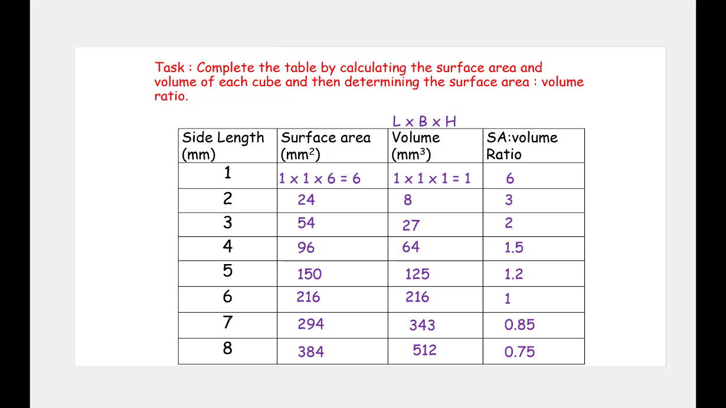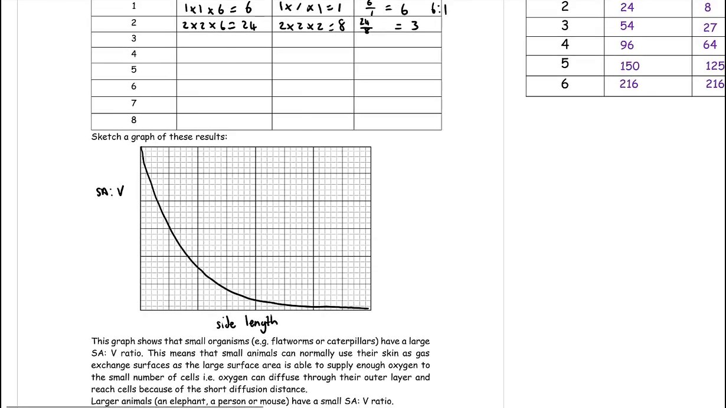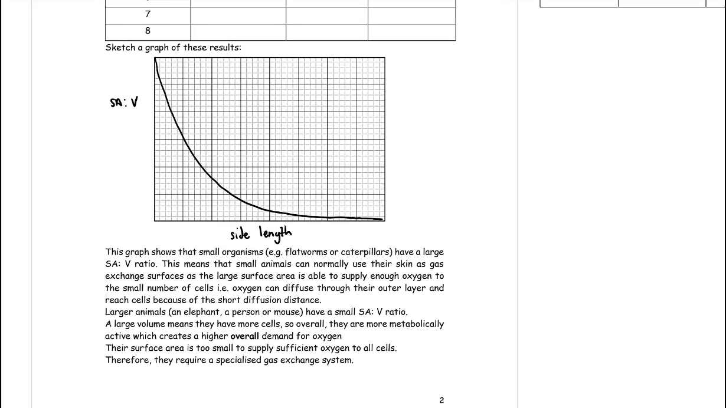So here are our results. As we can see, as we go down, so as the cube gets bigger, surface area increases, volume increases, but what happens in the last column is the surface area to volume ratio decreases. So if we were to sketch this graph, we would have side length and then plotting surface area to volume ratio. We would basically see a pretty big decline like that. And that would basically just show that as the side length increased, surface area to volume ratio decreased.